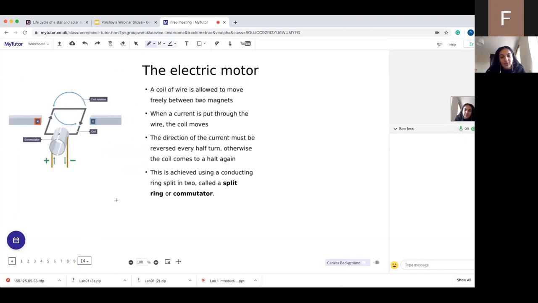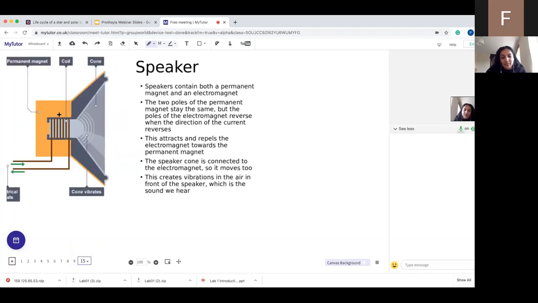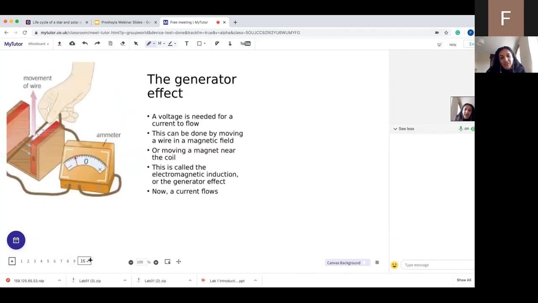The electric motor is this application of a wire moving in a magnetic field, and the speaker takes these electrical signals, puts them through an electromagnet which can repel and attract a permanent magnet, and then the speaker cone is attached to that, so it feels those vibrations and changes them into air vibrations.